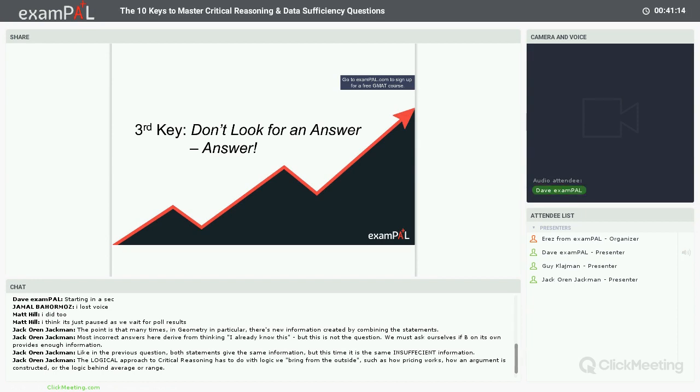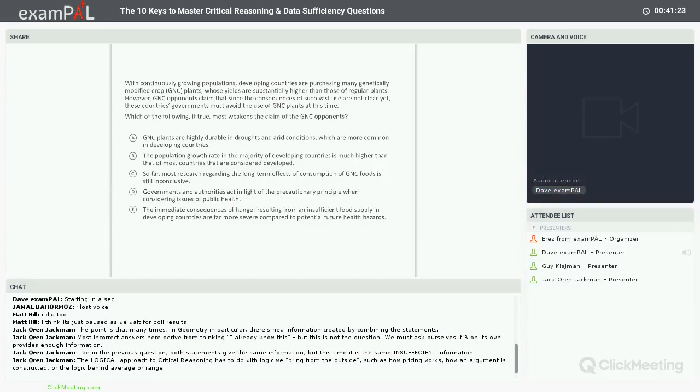Here we're going to talk about precise solutions, how we can solve using just the data in the question stem without even resorting to external knowledge. Okay, with continuously growing populations, developing countries are purchasing many genetically modified GNC plants, whose yields are substantially higher than those of regular plants. However, GNC opponents claim that since the consequences of such vast use are not clear yet, these countries' governments must avoid the use of GNC plants at this time.